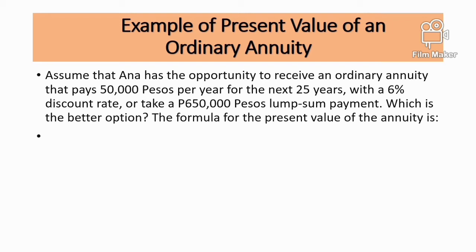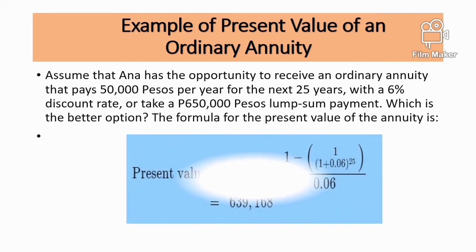The formula for the present value of the annuity is: present value is equal to 50,000 times 1 minus 1 divided by 1 plus 0.06 raised to 25 years, divided by 0.06. The answer is 639,168 pesos.